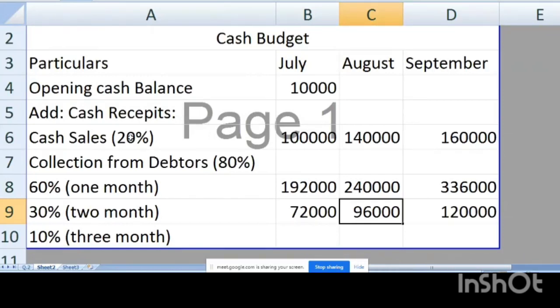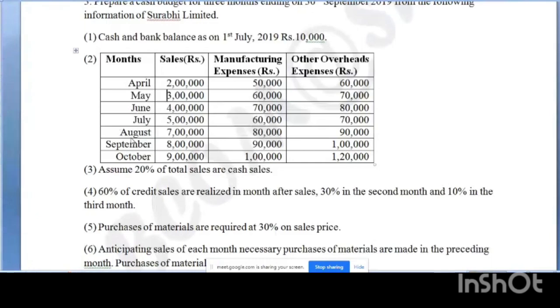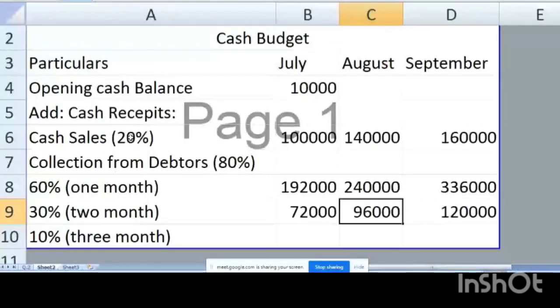96,000. How this 96,000? It's a 2 month credit. So for August, you should start from June. So June is the sales of 4 lakh. So 4 lakh into 80% into 30%. Okay.